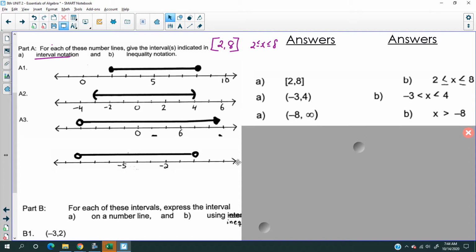Oh, these are even numbers. 0, 2, 4, 6. I made a mistake myself when I did this. -2, -4, -6, -8. That's right. And that's how you would write that.